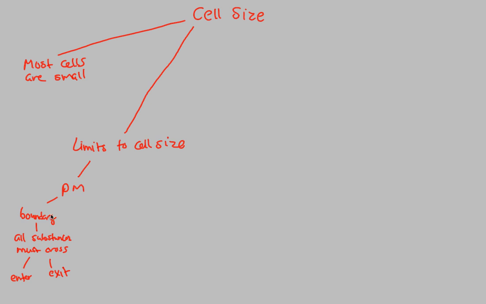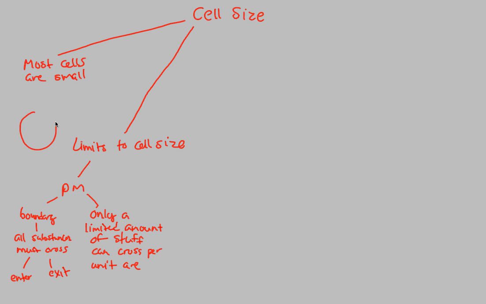In addition to the boundary, we also have to look at the idea that the plasma membrane now only provides a limited amount of space. What do I mean by this? Let's write that down: only a limited amount of stuff can cross per unit area. What does that mean?